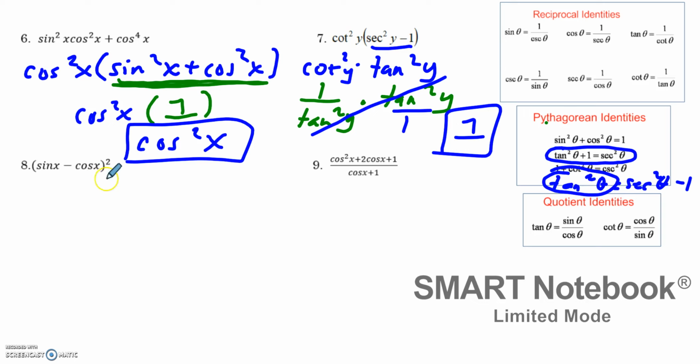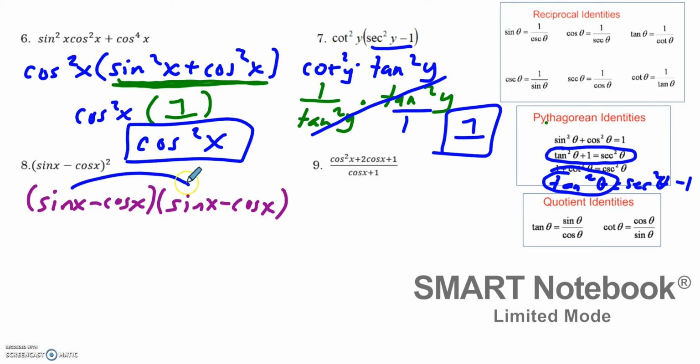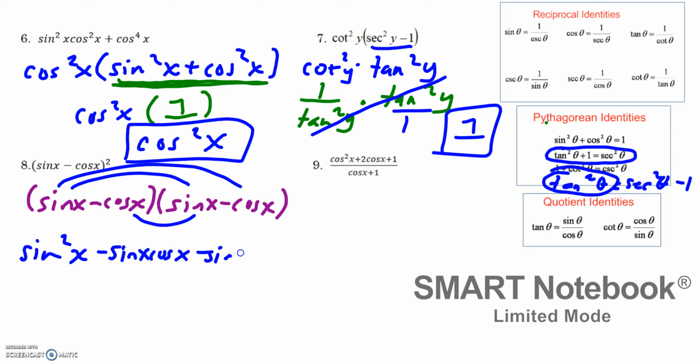Number 8, when I have a whole quantity squared, remember that really means the parentheses times itself. So if I have a parentheses times itself, I can do the distributive property, or as some popularly know it, FOIL. So we have sine squared x minus sine of x cosine of x minus another sine of x cosine of x. And yes, you could have written it as cosine sine. It is the same thing. And then negative cosine times negative cosine is a positive cosine squared of x.